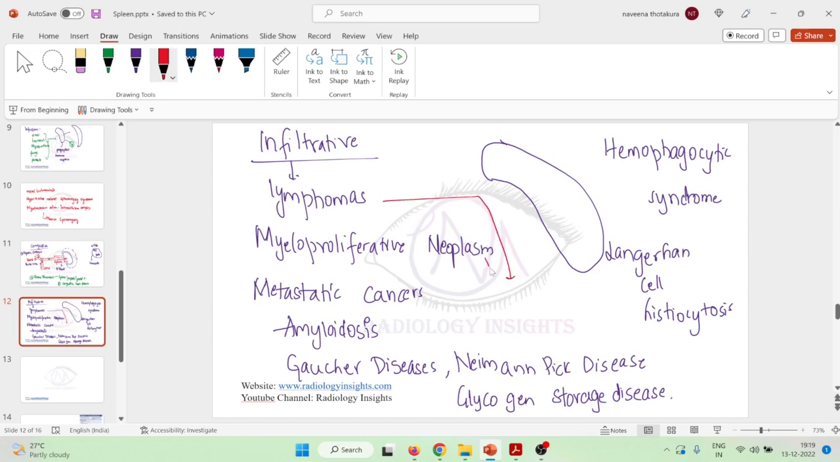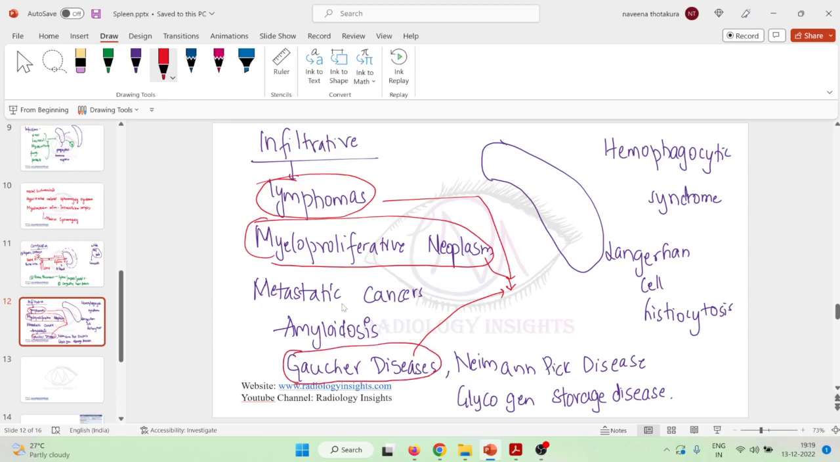Among all these conditions, lymphomas, myeloproliferative neoplasms, and Gaucher's disease, all three will cause massive splenomegaly. These are the different causes of splenomegaly and massive splenomegaly. Thank you.